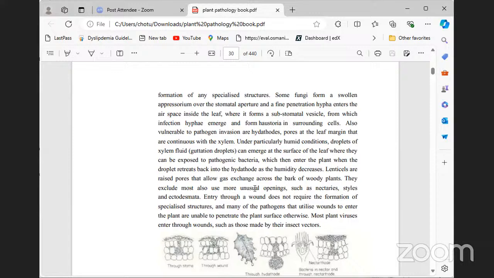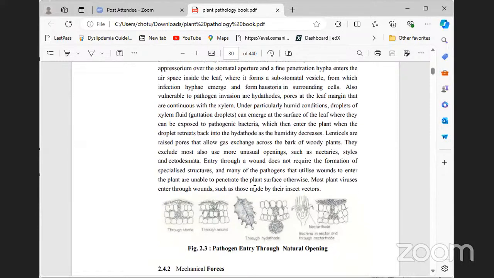use wounds to enter the plant are unable to penetrate the plant surface otherwise. Most plant viruses enter through wounds, such as those made by their insect vectors. So, pathogens enter through different natural openings.